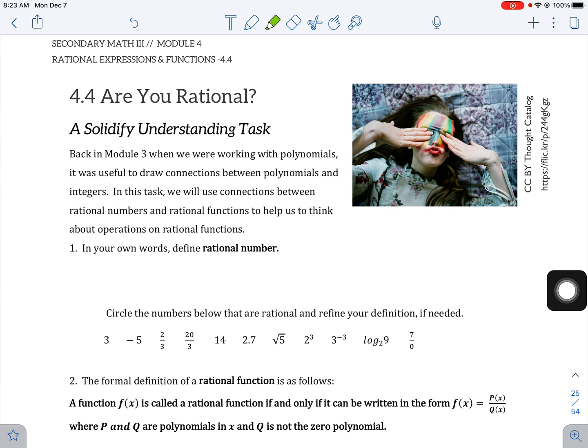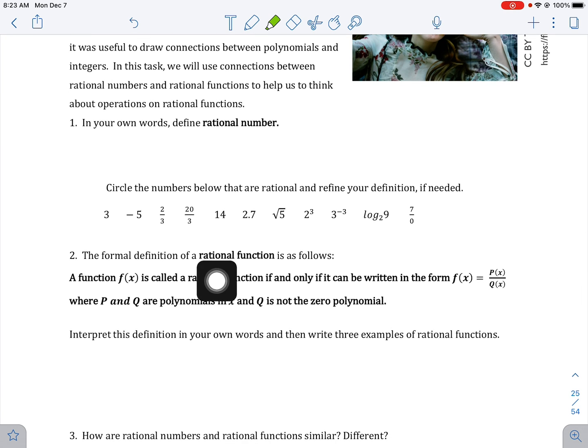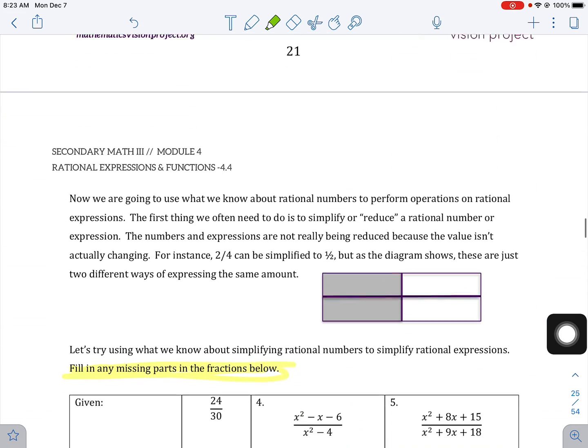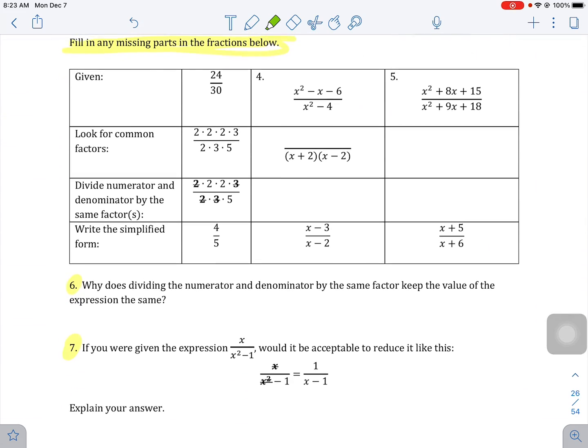Well, it's the ratio of two integers. And then when you look at a rational function, it's also a ratio, but it's a ratio of two polynomials. P of x and q of x are polynomials, okay? And q of x cannot be 0. So, using this, we can do some comparisons between rational numbers and rational functions.